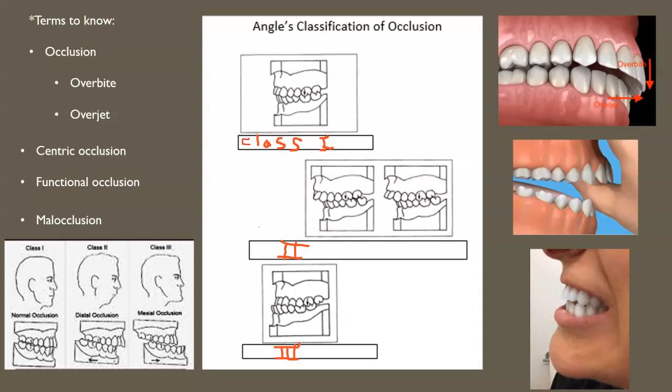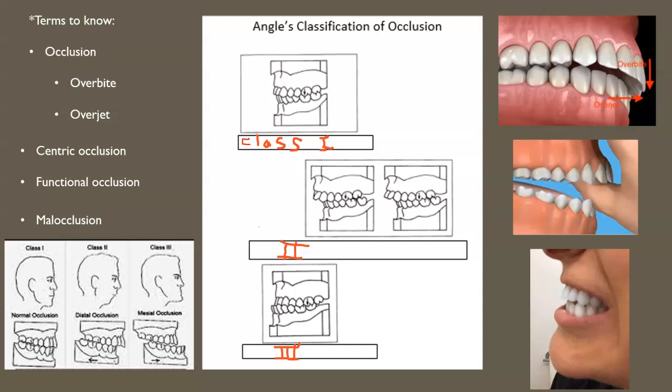So we want to make sure again that when we refer a patient to ortho, that they're getting this treated, because this can cause a lot of, especially TMJ issues, because of the way the mandible sits in relationship to where it should be in the joint.